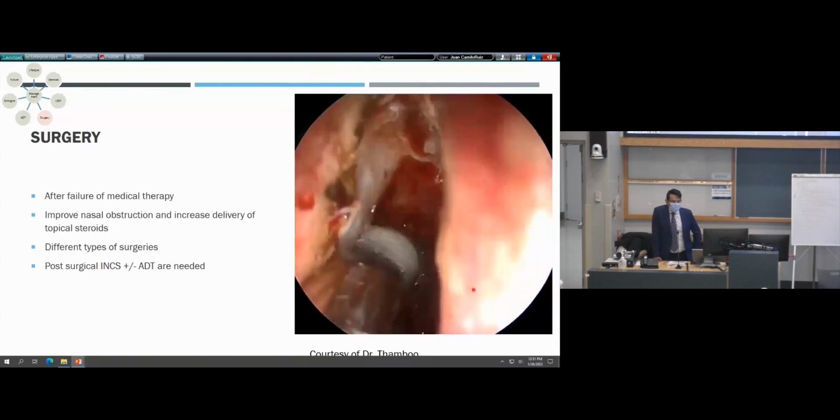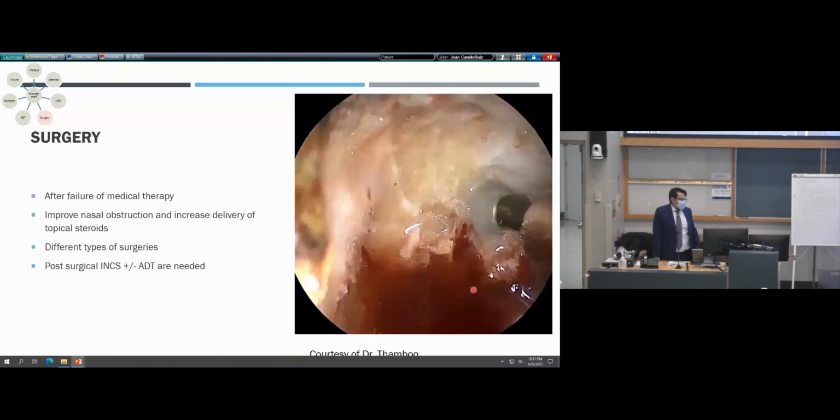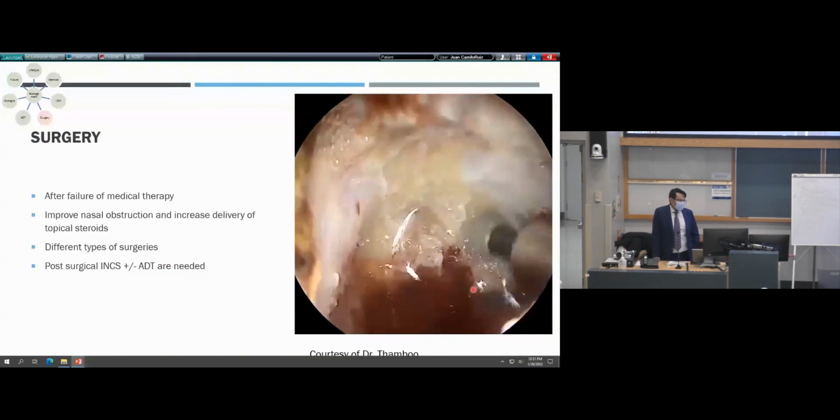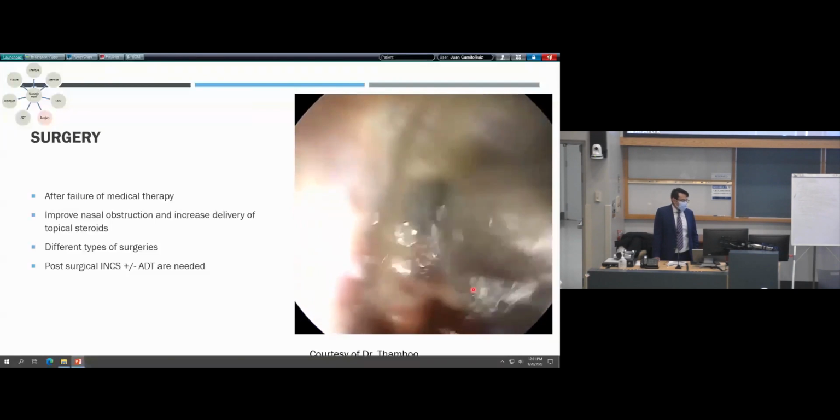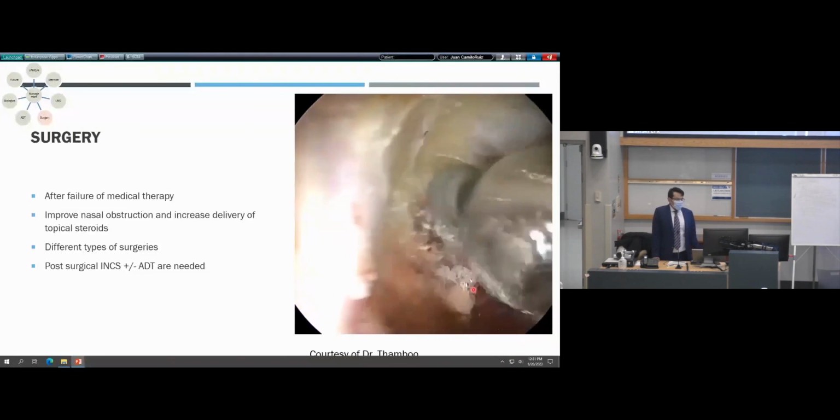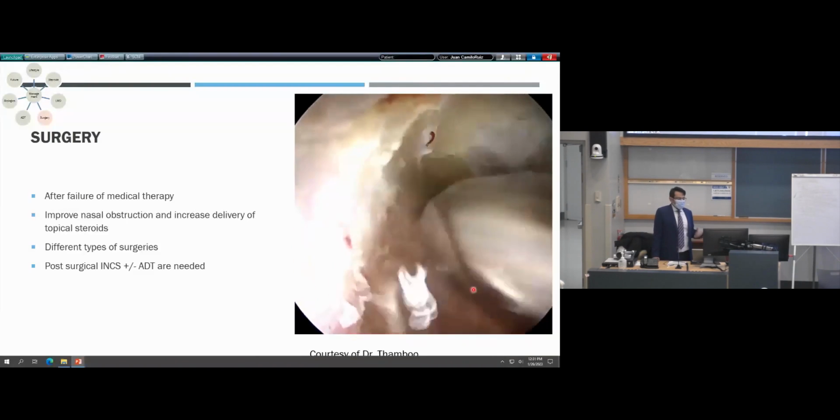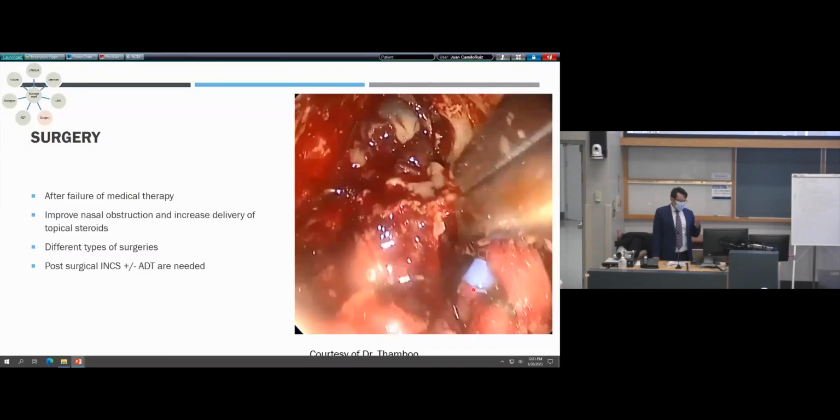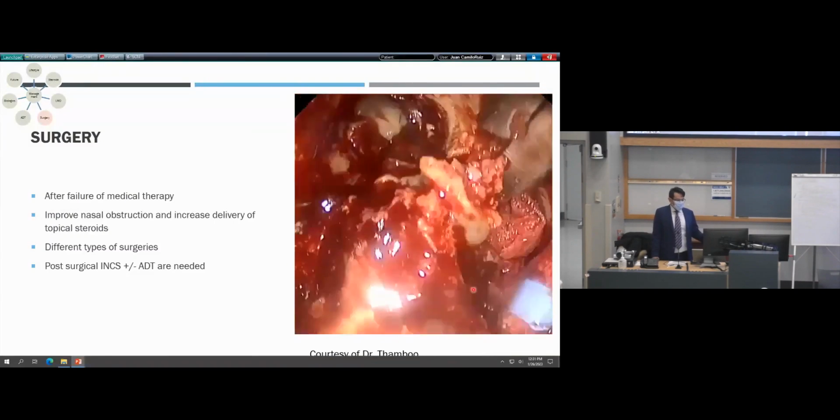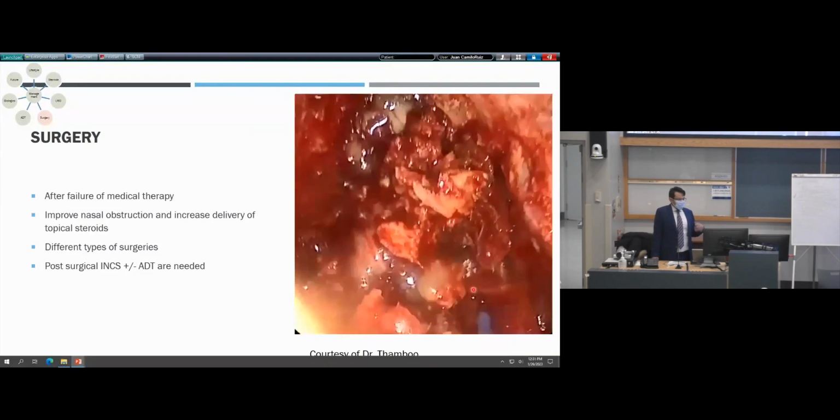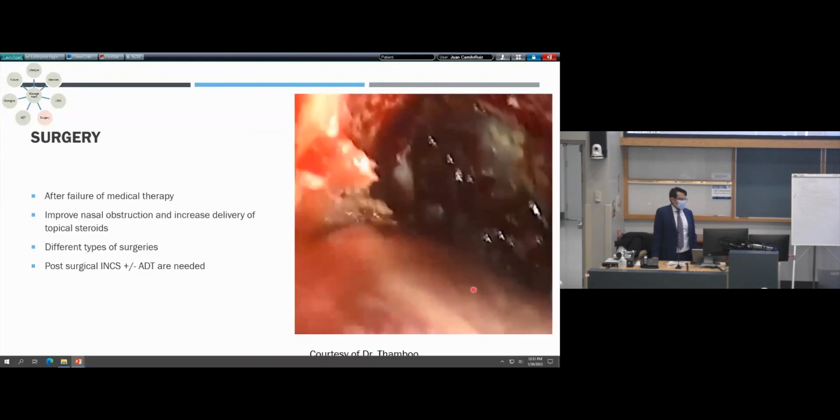You could have a full lecture on surgery, but the basic part is we consider surgery when there's medical treatment failure, which is most common in these patients. The idea is to open up the sinuses, take out the polyps, and create large holes so you can get the irrigation in there. So here, I believe he's opening up parts of the frontal sinus as well as opening up some antrostomies to again get more of the steroids in there.